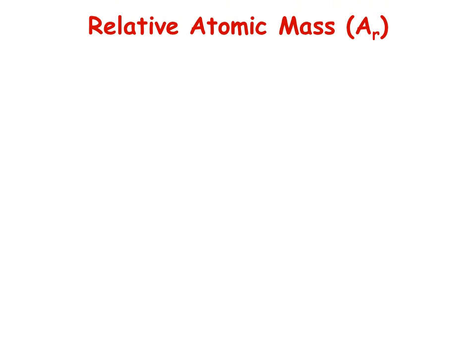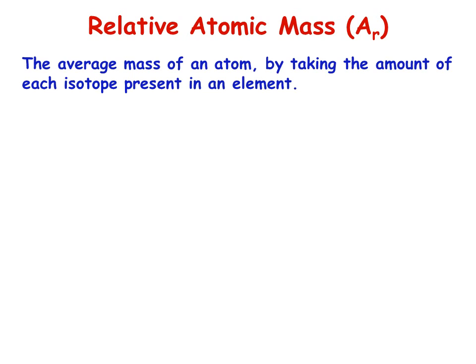Now, this is the relative atomic mass. How are we going to calculate the relative atomic mass? It is the average mass of an atom, taking the amount of each isotope present in an element. In the previous slide, I explained that each element can have the same atoms with different mass numbers. What do we call them? Isotopes, right? For example, chlorine has several isotopes, like 2 or 3 isotopes.